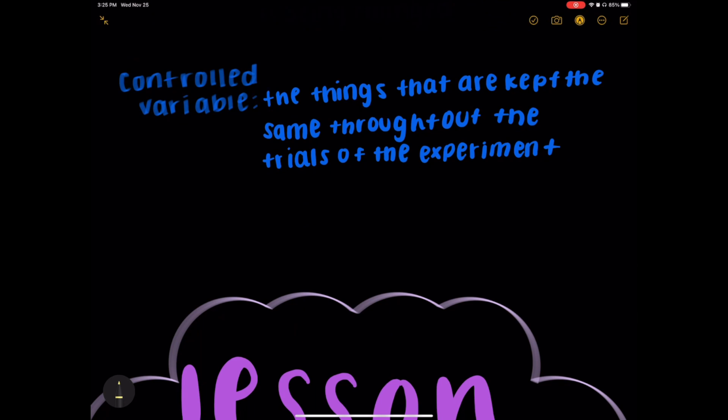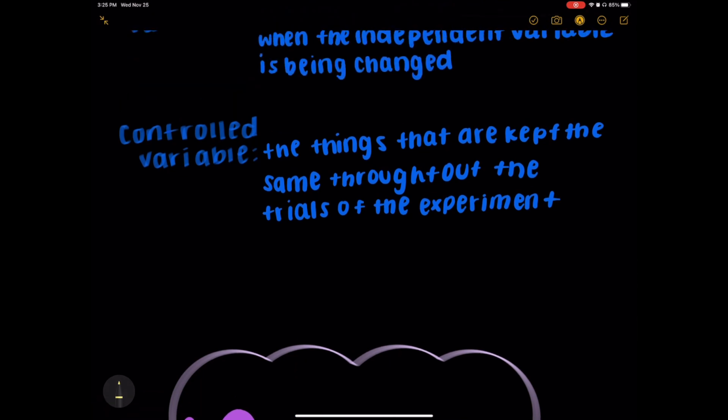And lastly, controlled variable, which are the things that are kept the same throughout the whole experiment and throughout the trials of the experiment. And I should mention that scientists usually do more than one trial of an experiment to make sure that the data found from the experiment is accurate.